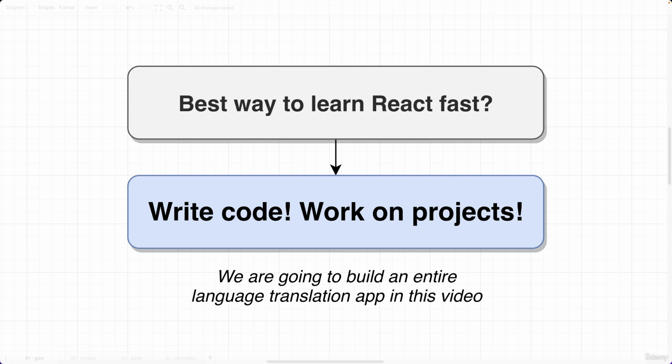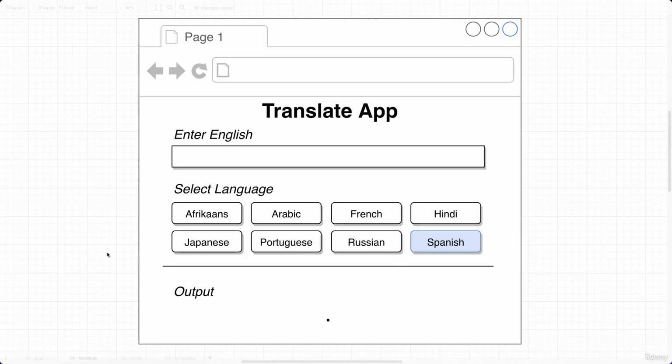We're going to work on a series of different projects that are going to get more and more challenging over time. And we're going to start this all in this video by building an entire language translation app. This is going to be a lot of work, so let's just dive in immediately. I first want to help you understand what we're going to make. We're going to make a very small React application that is going to translate some English text into another language.